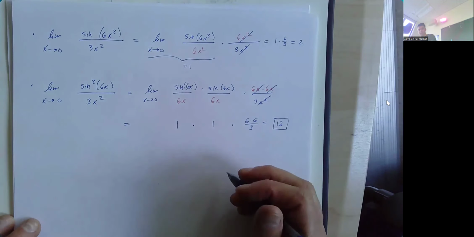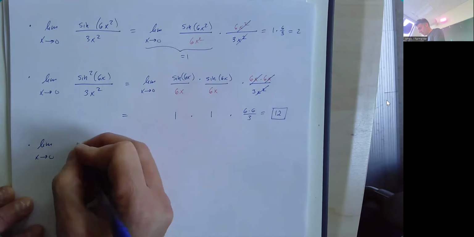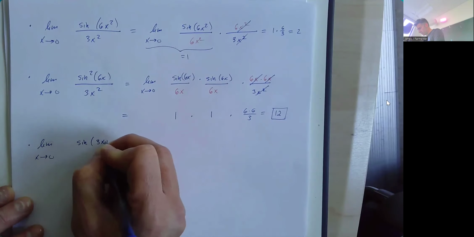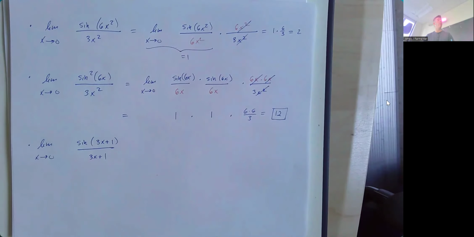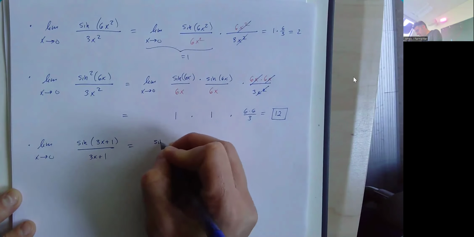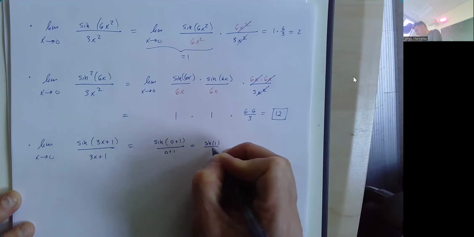Let me point out, someone asked, what's the limit as x goes to 0 of sine of 3x plus 1 over 3x plus 1? That limit is not 1. I haven't met all the conditions. Yeah, I've got sine of some stuff over the same stuff, but the inside argument of sine is not going to 0. In fact, here, this would be an easy problem. I would just plug in 0 for x. If I do that, I get sine of 0 plus 1 over 0 plus 1, which is sine of 1 over 1, which is just sine of 1.